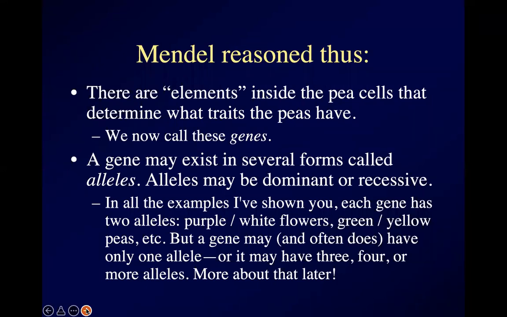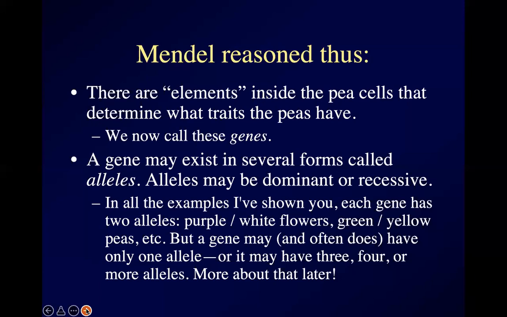For the next few lectures, we're going to be rattling that box quite a bit to try to unpack what's inside it. But for right now, we don't really need to know what a gene is. We will get to that. All that we know about genes right now is that a gene can exist in several forms, and the different forms of the same gene are called alleles.